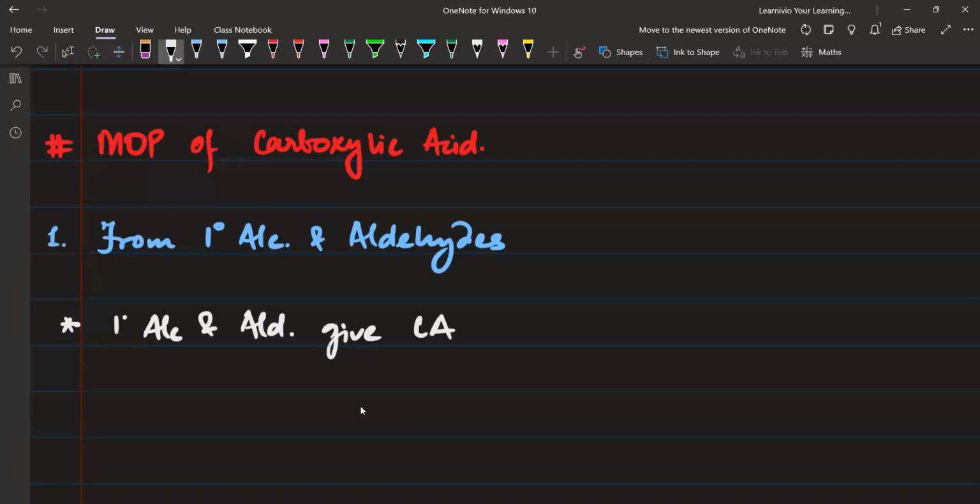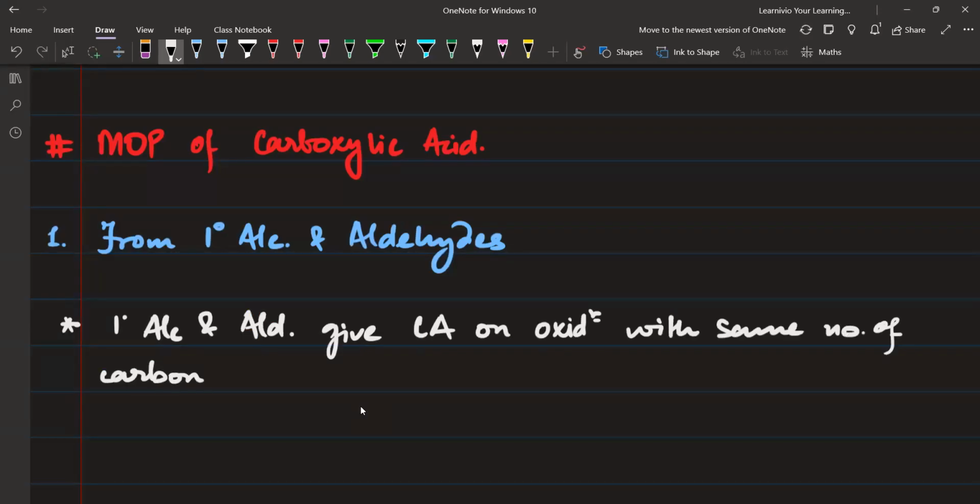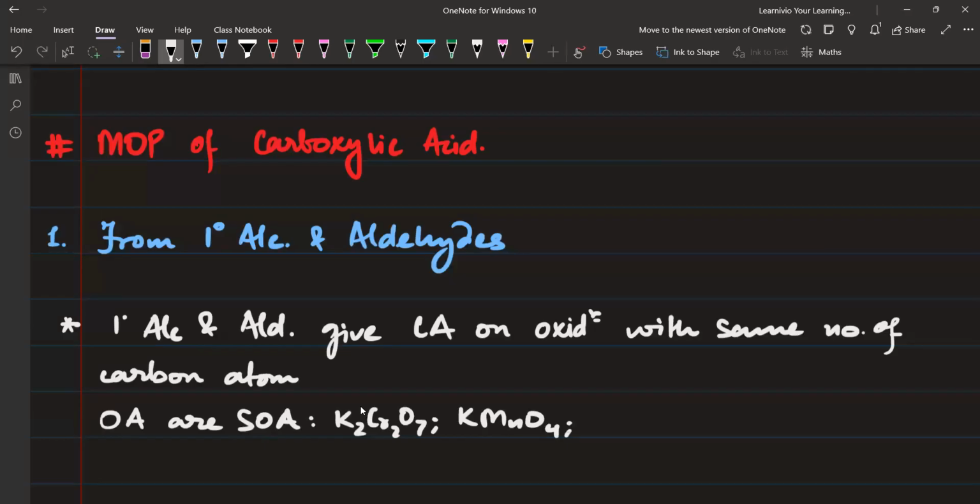give carboxylic acid on oxidation with the same number of carbon atoms. That means in this oxidation, the number of carbon atoms does not increase. Okay. Here, the oxidizing agents that we are going to use are strong oxidizing agents. For example, K2Cr2O7, KMnO4, H2CrO4, chromic acid, and CrO3 in the presence of H positive. And this is known as the Jones reagent.